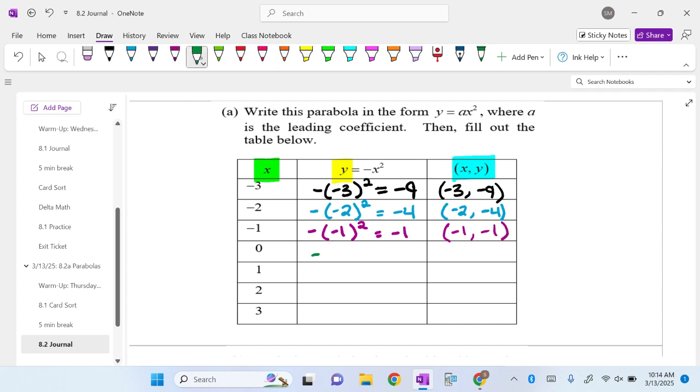Then we have 0 all squared. What's 0 squared? 0. What's 0 times negative 1? 0. So our y value is still 0. Remember, there's no such thing as negative 0. It's just 0. So our point for this one is 0, 0.